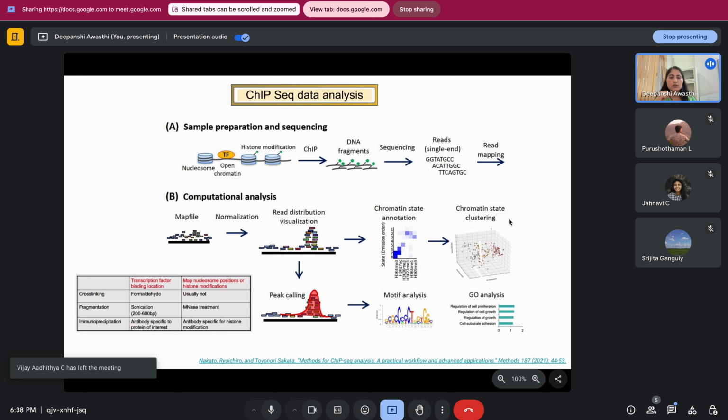Then you can also undergo chromatin state clustering. You can look for the motif analysis, that either there are certain nucleotides which are mostly present, for example CpG island. If we call it a CpG island, it means that there is a region which is rich in C and G. So that is also a kind of motif. Motifs are the secondary structures or the sequences which are seen in most repeats. So those are known as motifs.